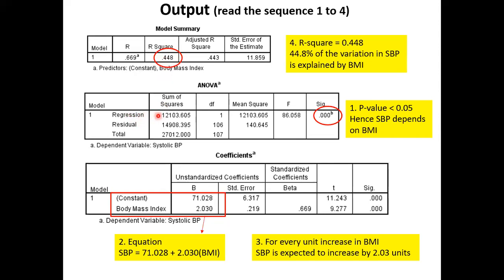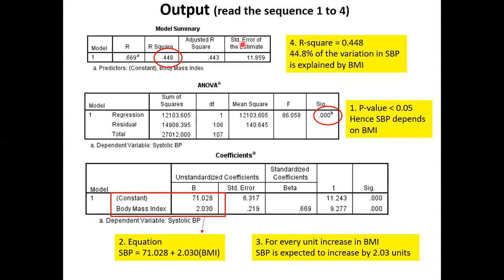Regression explained over the total. 44.8%. That is to say, 44.8% of variation in BP is explained by BMI. In most social sciences, we need this value. How much does it explain? Right? The higher the value, the better it is. But in social sciences, it is very difficult to get so high a value. But whatever there is, you report.